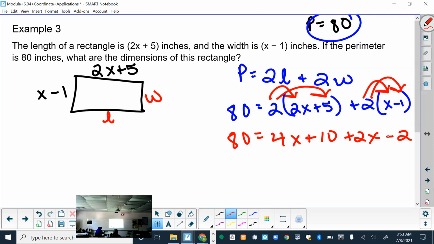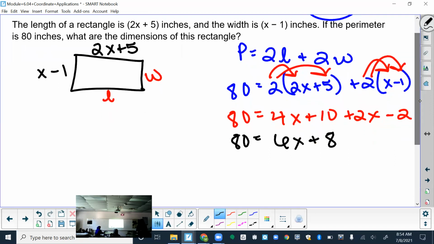All right. Before I can isolate the x, I need to combine like terms. So what are some like terms that I can combine? 4x and 2x. They combine to be 6x. Good. And then 10 minus 2 is 8. And it's positive, so I'm going to put plus 8.